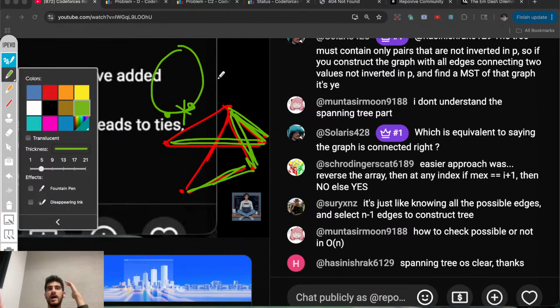So I mean that if you have a connected graph by creating this graph, then the answer is yes. If the graph is not connected, the answer is no.